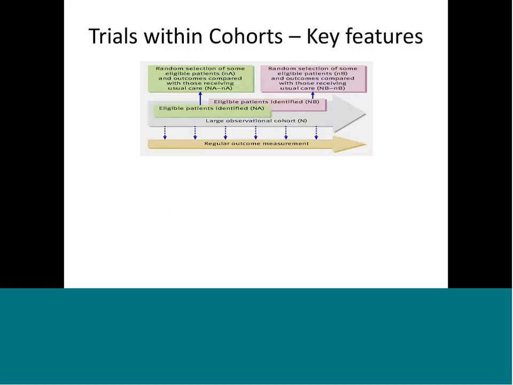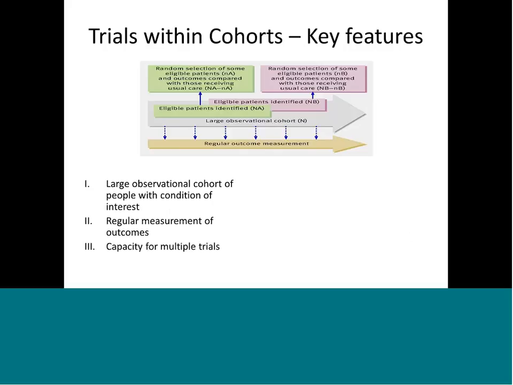So, trials within cohorts, or cohort multiple RCTs. What are the key features of this design approach? Well, the key thing is you identify and recruit a large observational cohort of people with the condition of interest for your research question, and then you set up a regular measurement of their outcomes. It could be daily, weekly, monthly, yearly, decadally, depending on your particular research question and the resources you have. This cohort then provides a capacity for embedding multiple trials within it.